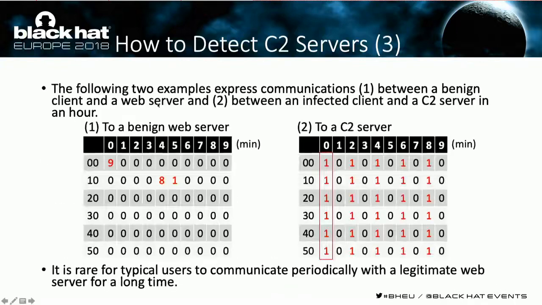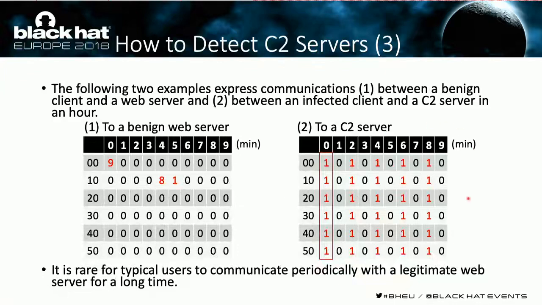Next, let's take a look at the difference between a benign communication pattern and a malicious one. These two tables show total numbers of communications in every minute for an hour. The left table shows legitimate communications between a benign client and a server. It is rare for typical users to communicate periodically with a legitimate web server for a long time.